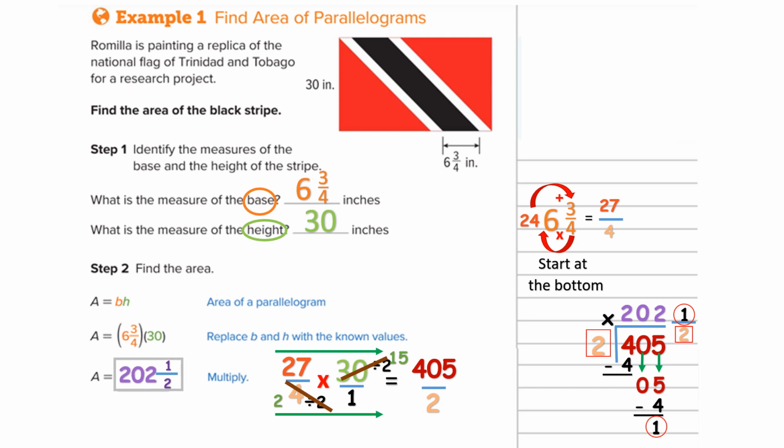Notice I end up with the same answer that I had before, and that was the goal. But I can cross-reduce to work with smaller numbers. Just keep in mind you don't have to. I'm just reviewing on how that process works.